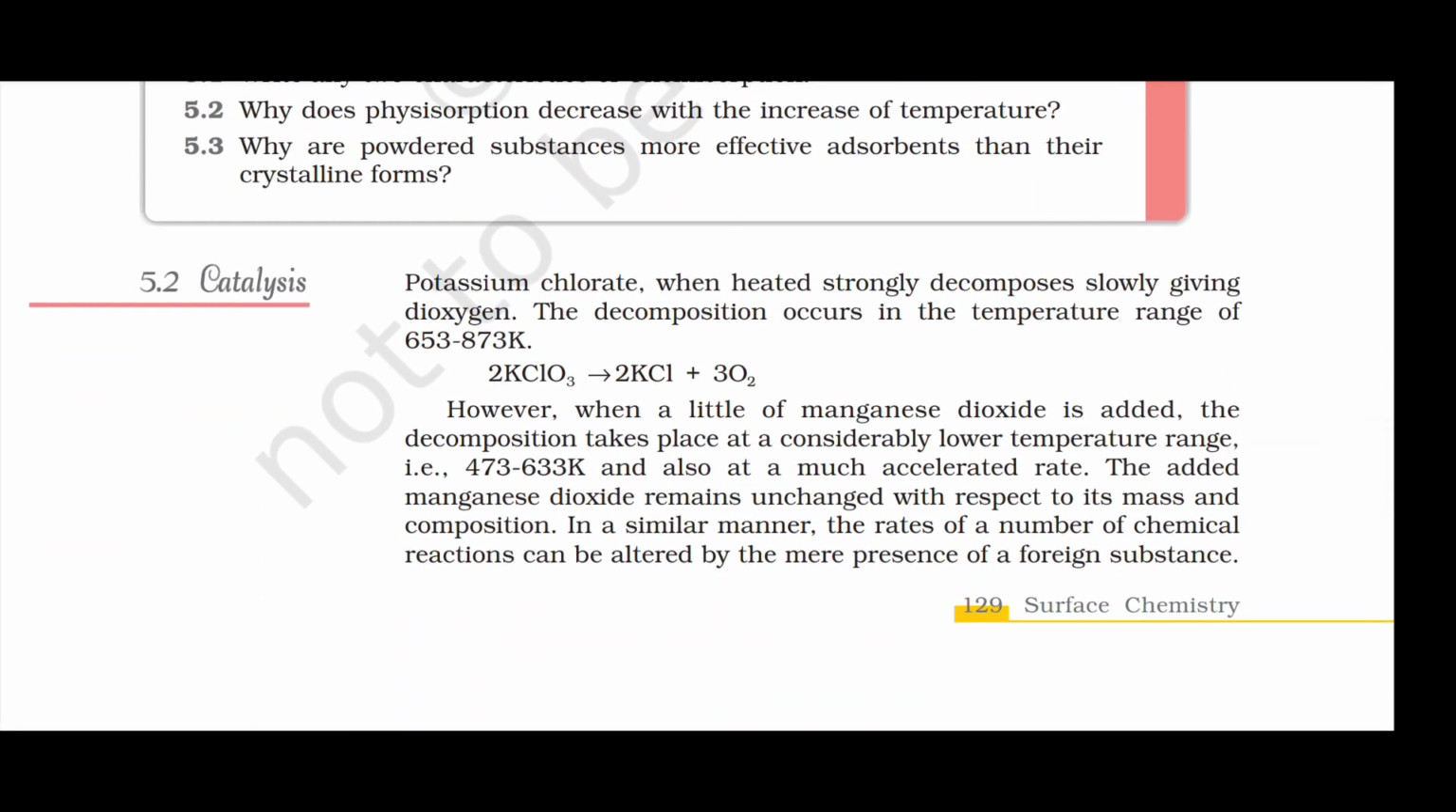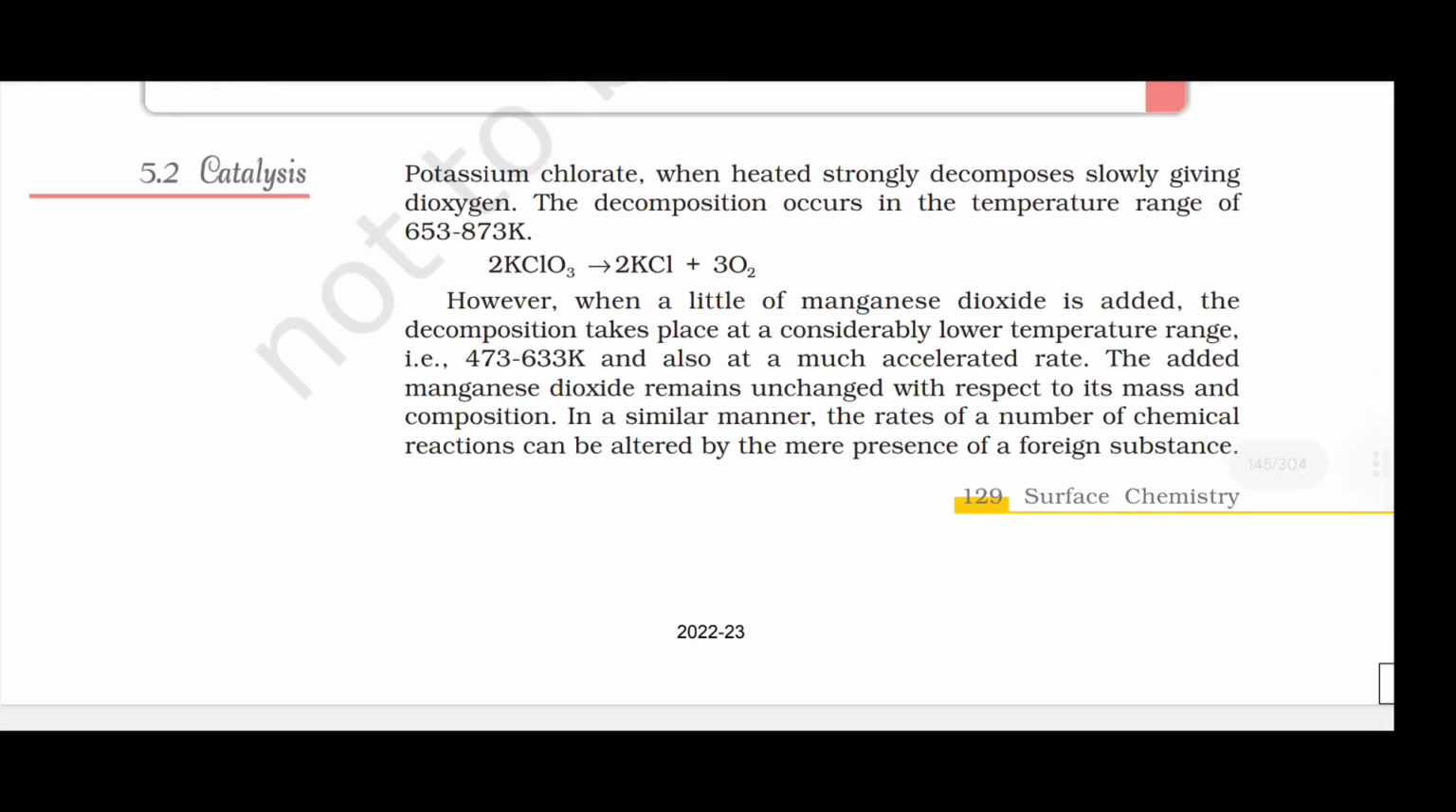Catalysis. Potassium chlorate, when heated strongly, decomposes slowly, giving dioxygen. The decomposition occurs in the temperature range of 653 to 873 Kelvin. KClO3, when heated strongly, gives KCl plus oxygen gas. However, when a little manganese dioxide is added, the decomposition takes place at a considerably lower temperature range, that is 473 to 633 Kelvin, and also at a much accelerated rate.